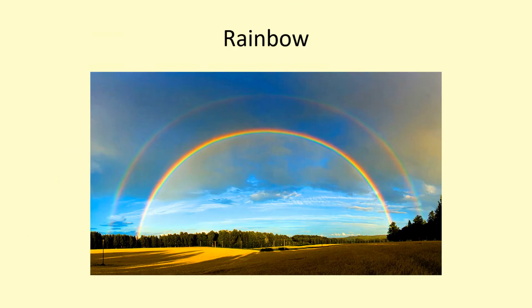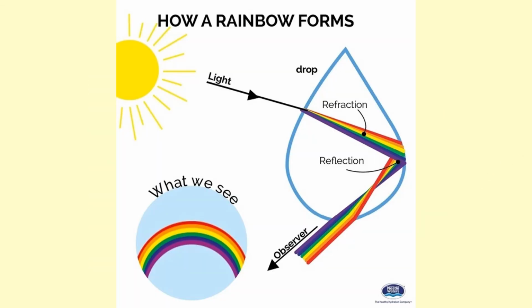And that's what's happening in a rainbow. So this optical effect is actually caused by light being refracted by water droplets in the air. And there's a little diagram of that happening.